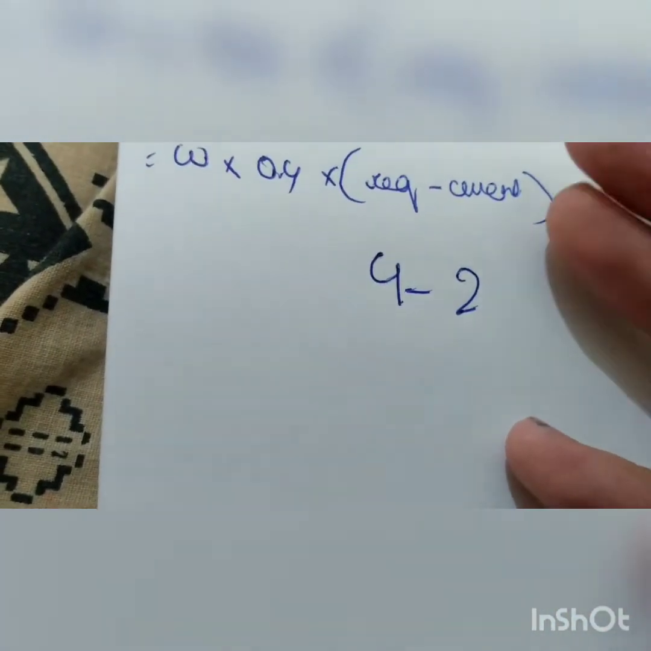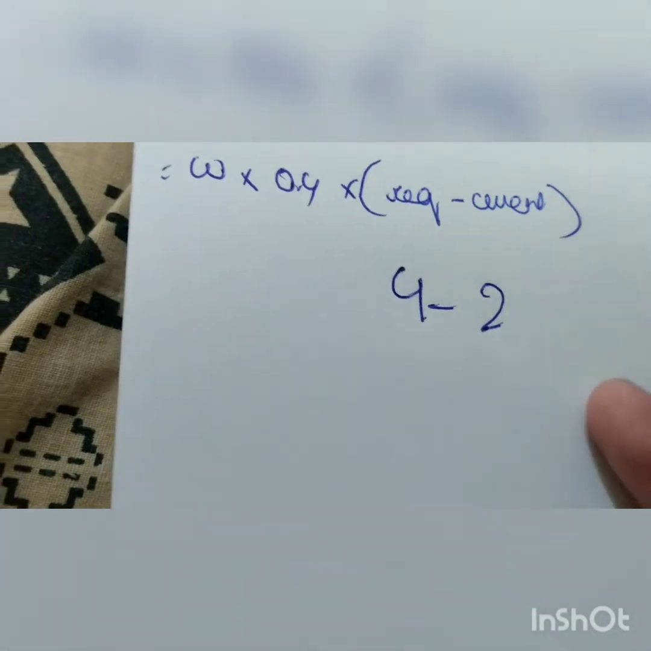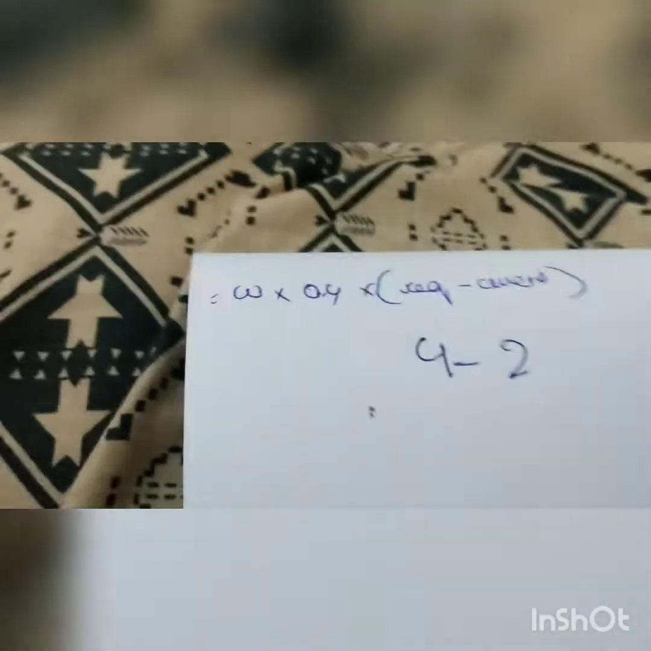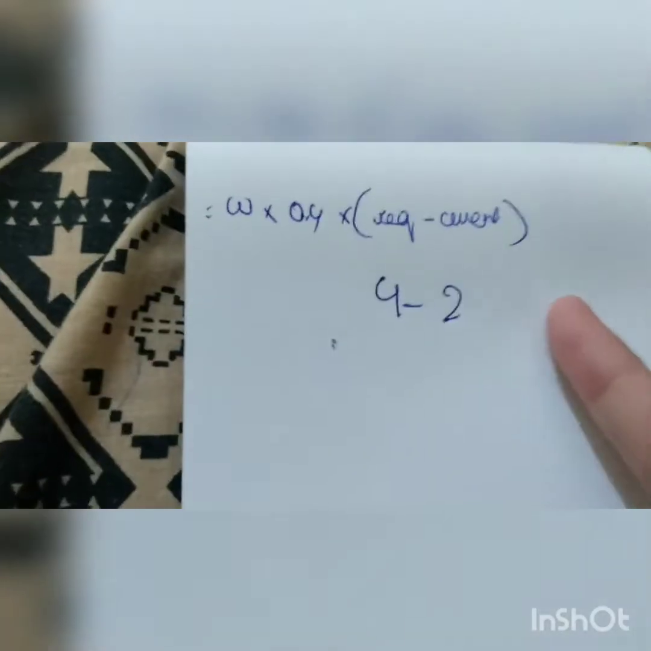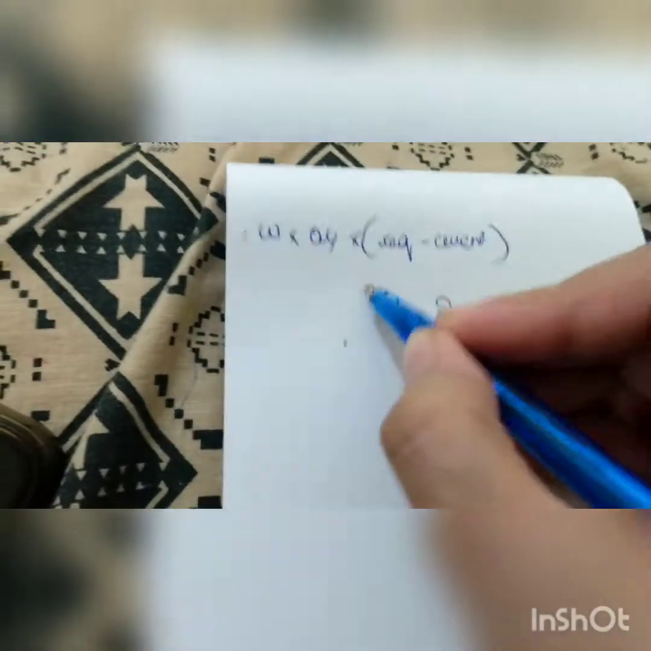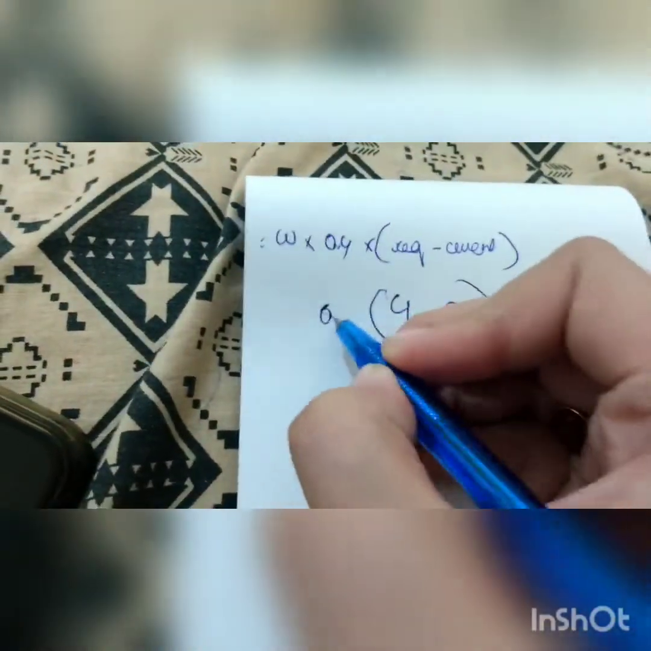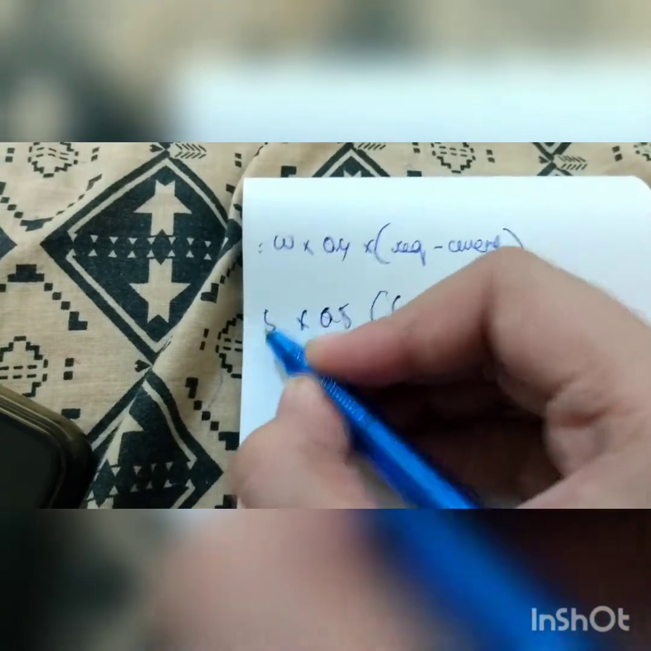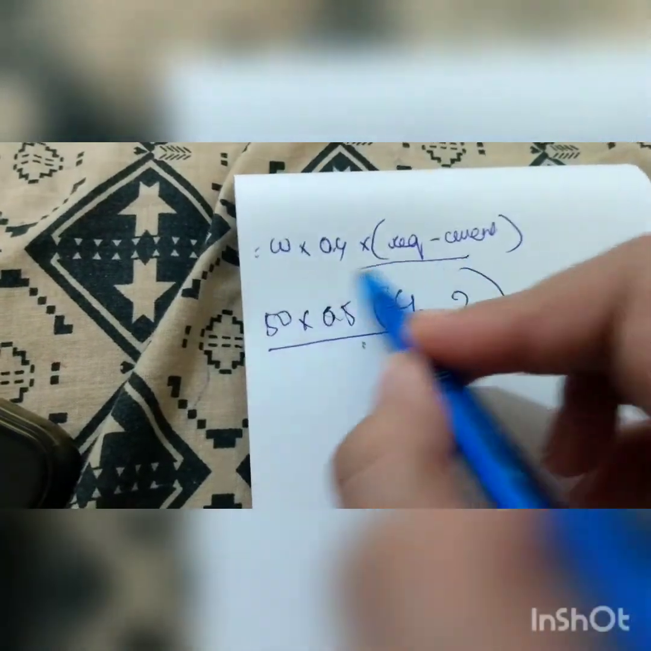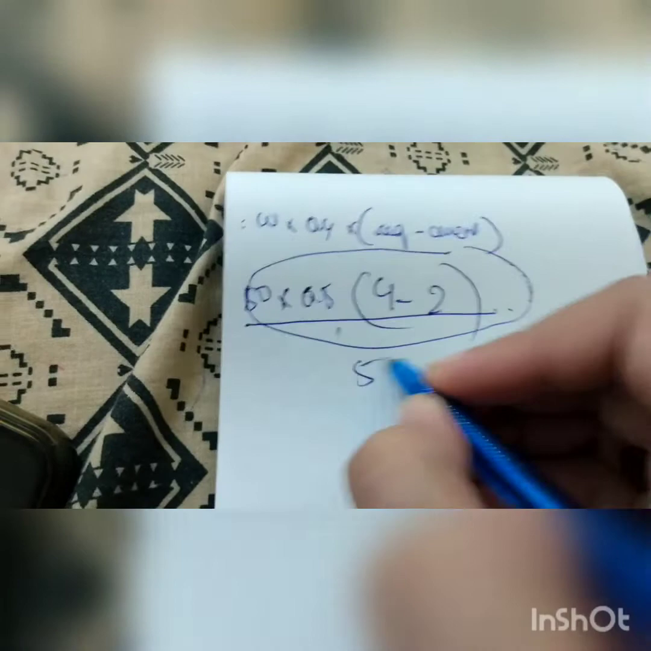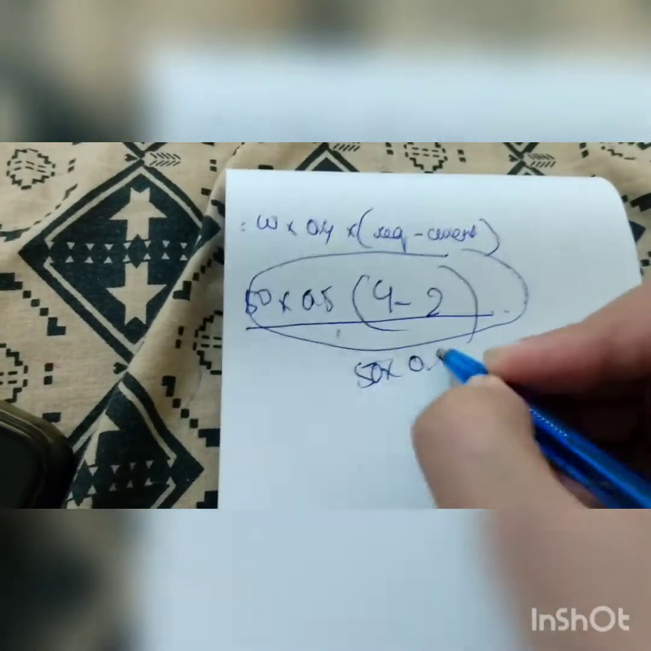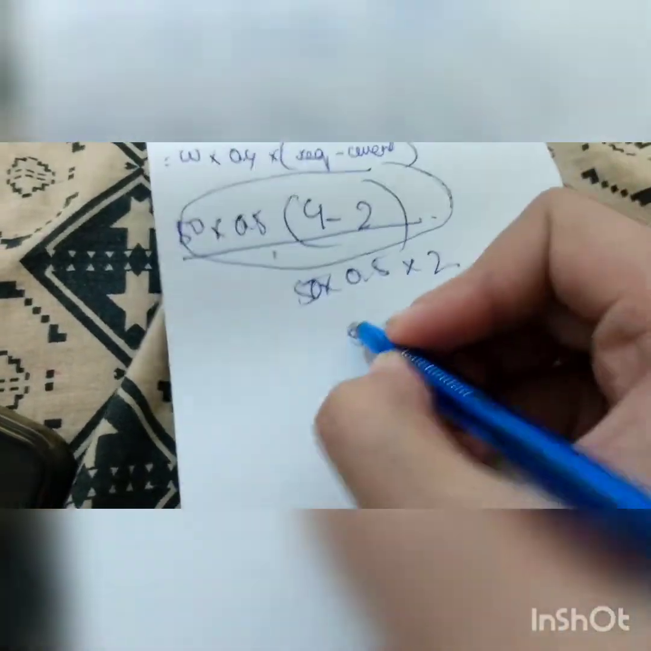But I'm not going to take a very high value because then it can lead to hyperkalemia. So I am going to go for 4 minus 2 into 0.4. For bicarb the constant was 0.5. Let's say the weight is 50 kgs. So we are going to solve this: 50 into 0.4 into 2.